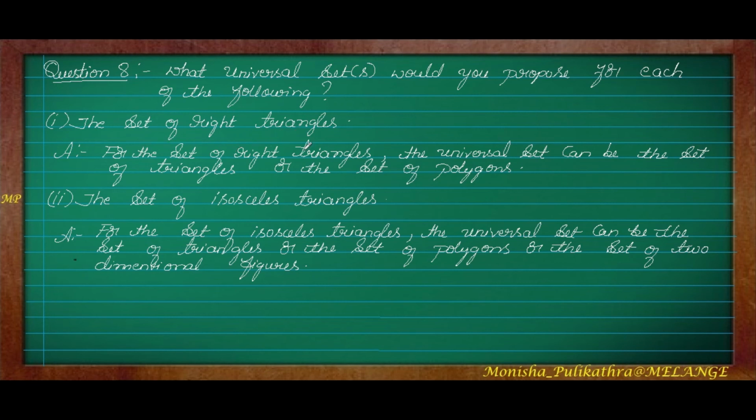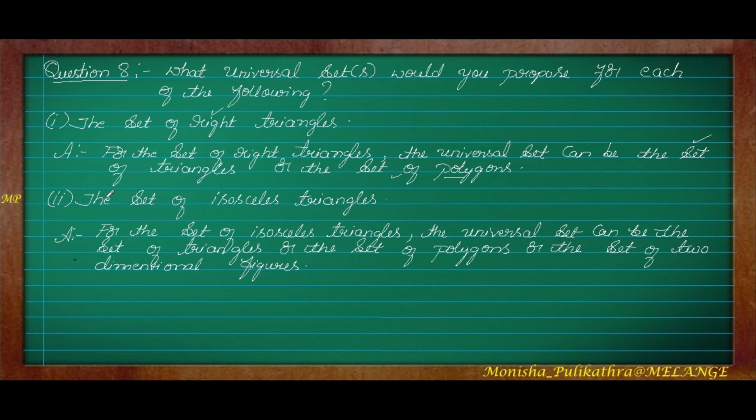So for the set of right triangles, the universal set can be the set of triangles or the set of polygons. If we say the set of triangles, in this set of triangles there will be the set of right triangles also. Or if we say the set of polygons, polygons means things having shapes, triangle, rectangle, square, everything has a shape, and those shapes are said to be polygons, and the right triangle is also included in the polygon. So the universal set for this statement of right triangles is either the set of triangles or the set of polygons.